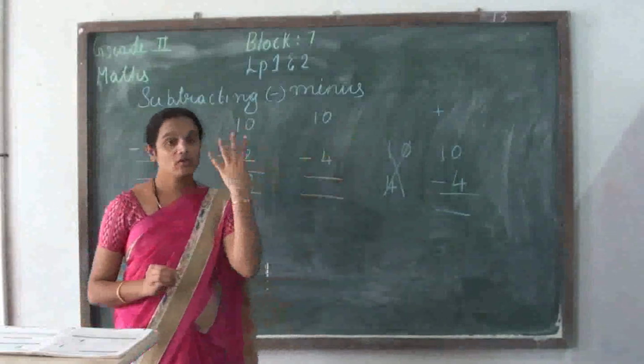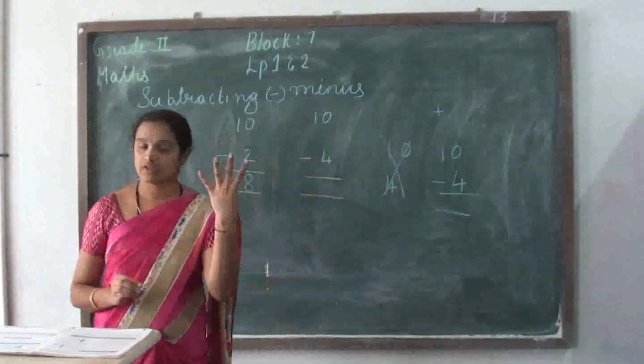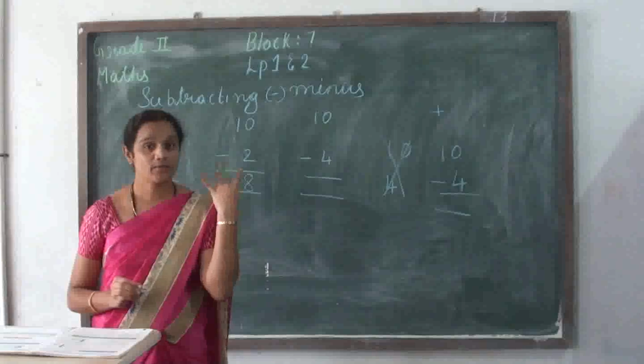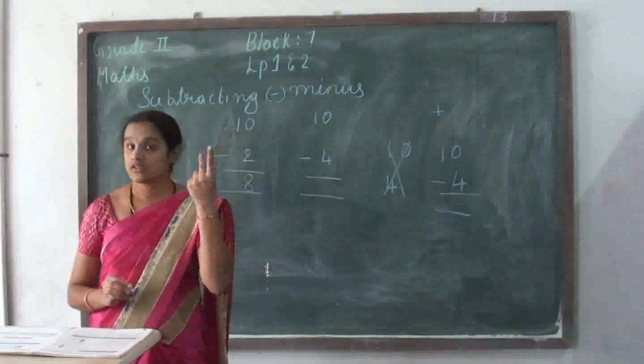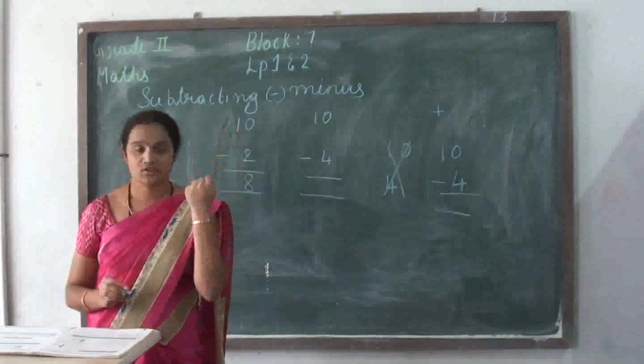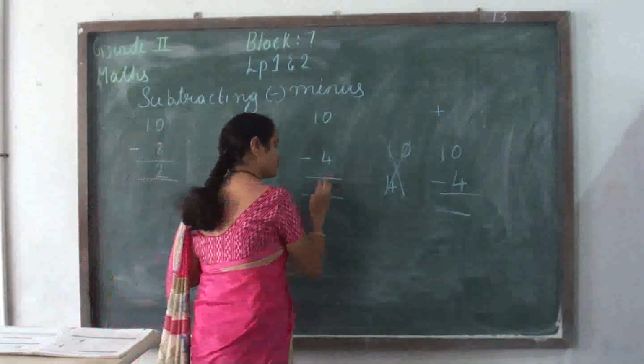Okay, 10 minus 4. 10 in the mind, 4 in your fingers. So 10 back, 9, 8, 7, 6. So what is the answer?